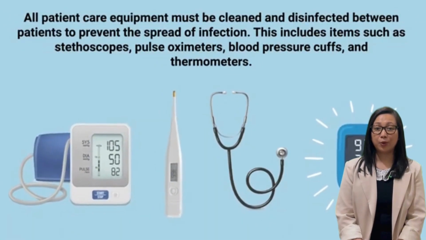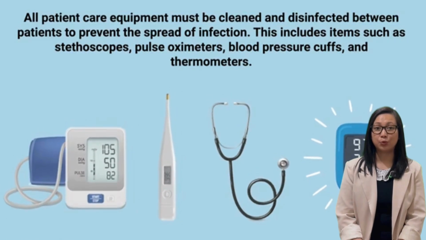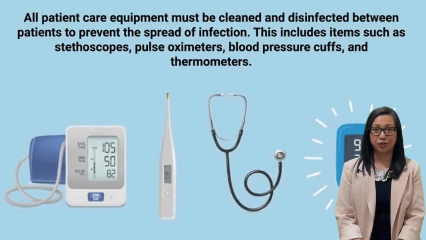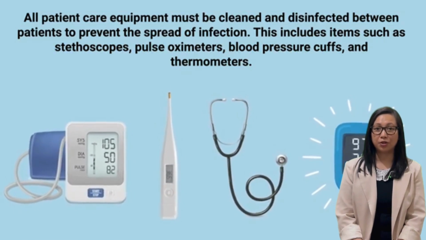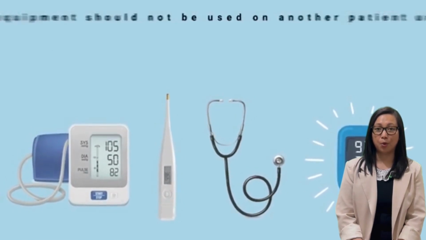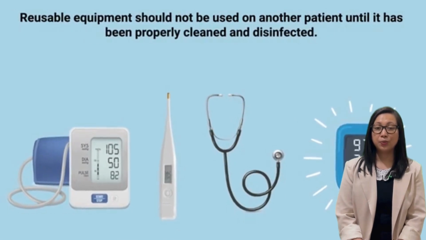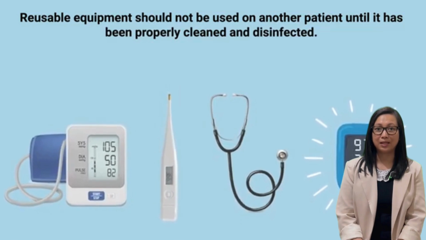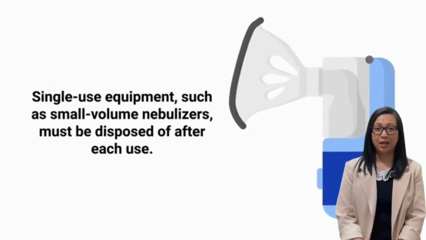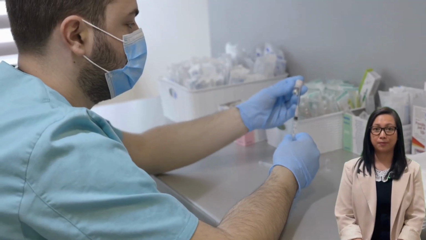All patient care equipment must be cleaned and disinfected between patients to prevent the spread of infection. This includes items such as stethoscopes, pulse oximeters, blood pressure cuffs, and thermometers. Reusable equipment should not be used on another patient until it has been properly cleaned and disinfected. Single-use equipment such as small volume nebulizers must be disposed of after each use.